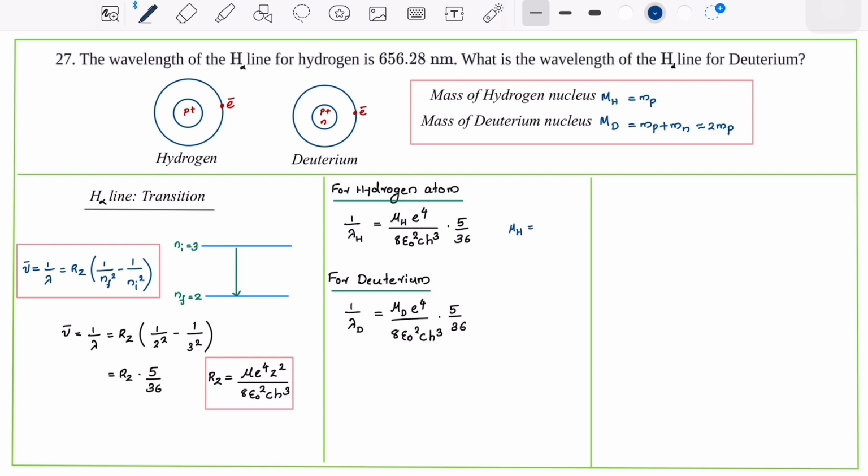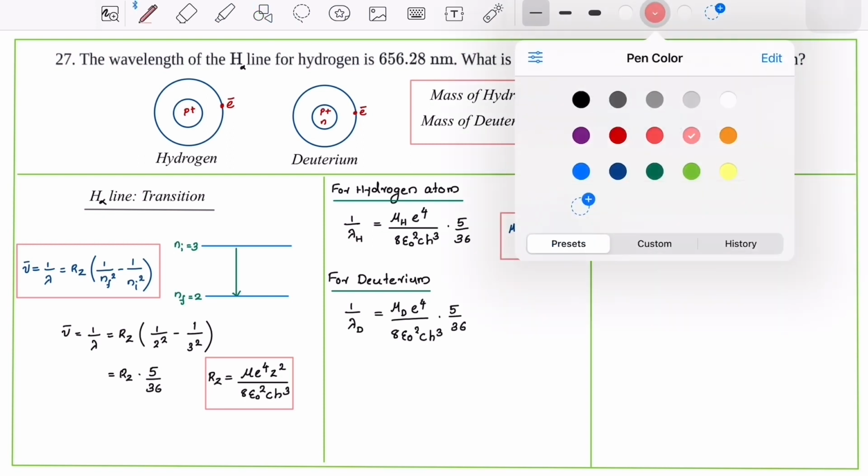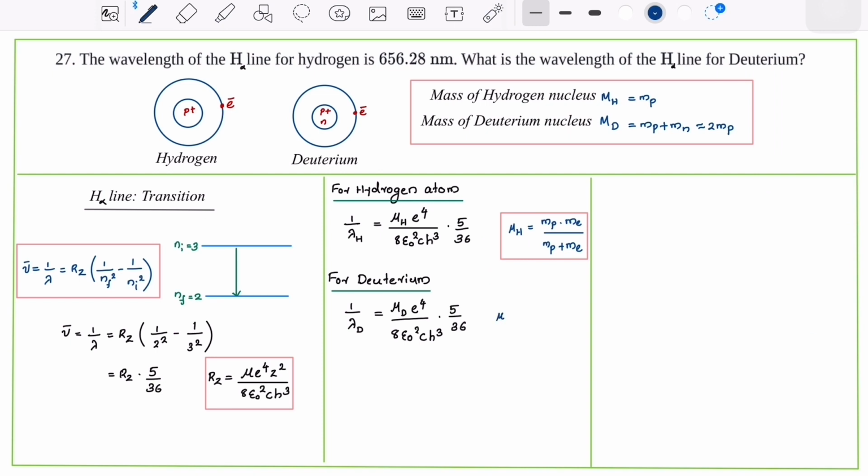What is μh? μh is the reduced mass of hydrogen, that is mass of proton into mass of electron divided by mass of proton plus mass of electron, because the mass of hydrogen nucleus is mass of proton. Now in the case of deuterium, the reduced mass μd is given by 2 times mass of proton into mass of electron divided by 2 times mass of proton plus mass of electron. This is because the mass of deuterium nucleus is approximately equal to 2 times mass of proton.